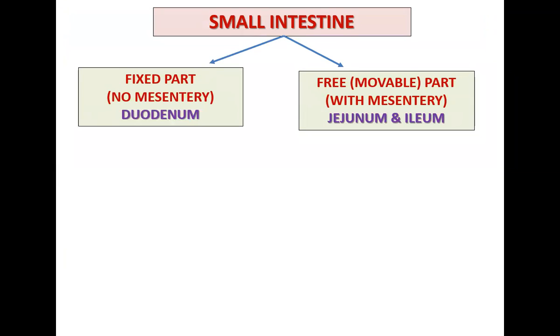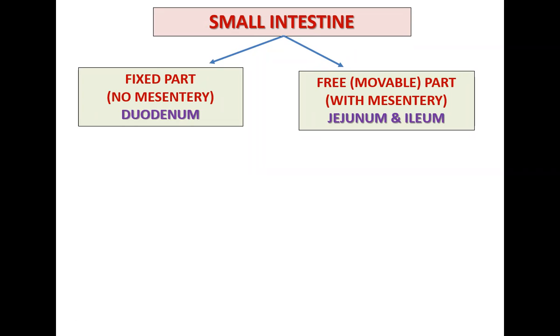So as you know, the small intestine is divided into two main parts. One is the fixed part and the free mobile part. So a small part of the small intestine is fixed and the remaining large part is freely mobile. The fixed part is mostly the duodenum. It is not covered by peritoneum, so no mesentery is there. Only on the anterior surface there will be covering of the peritoneum.